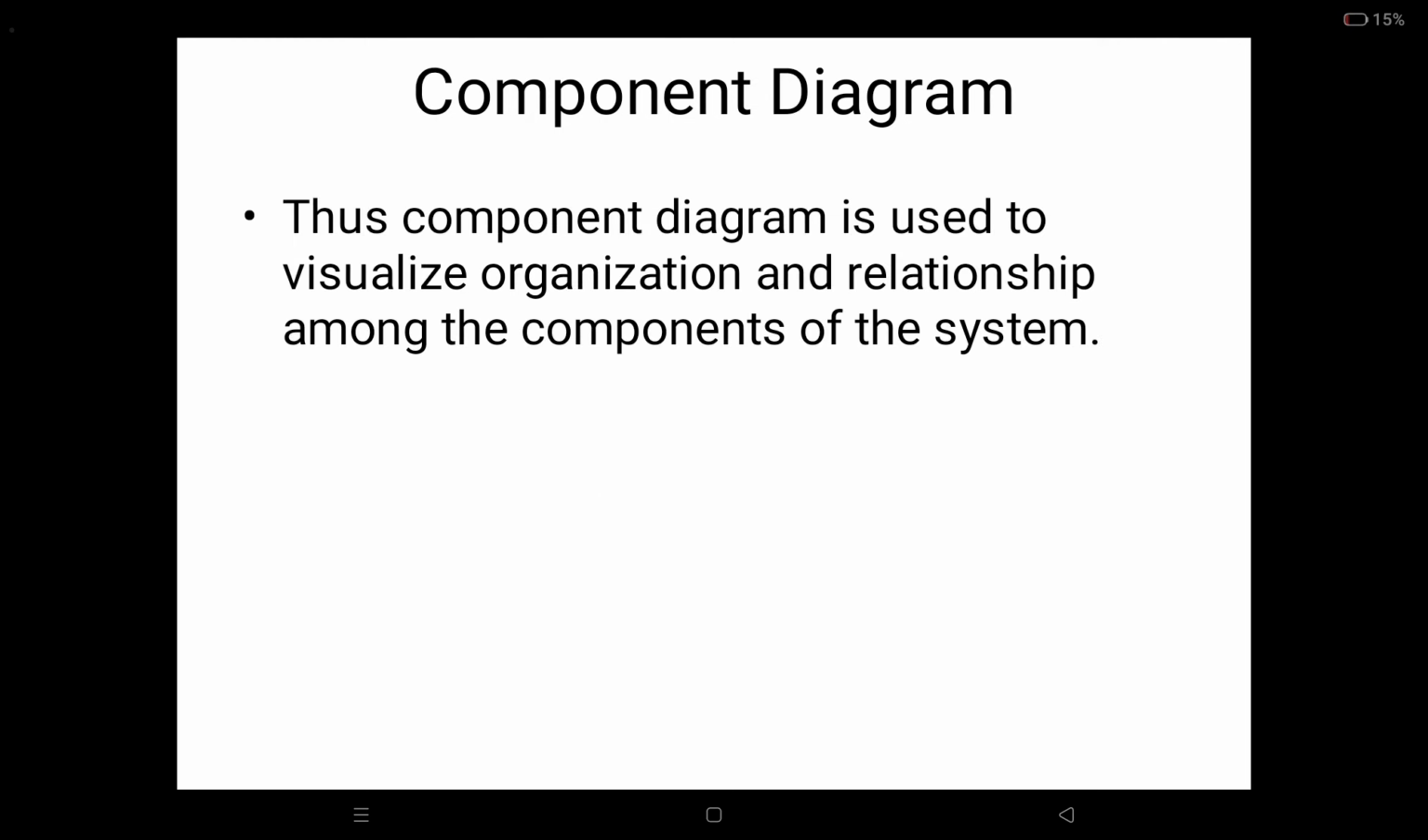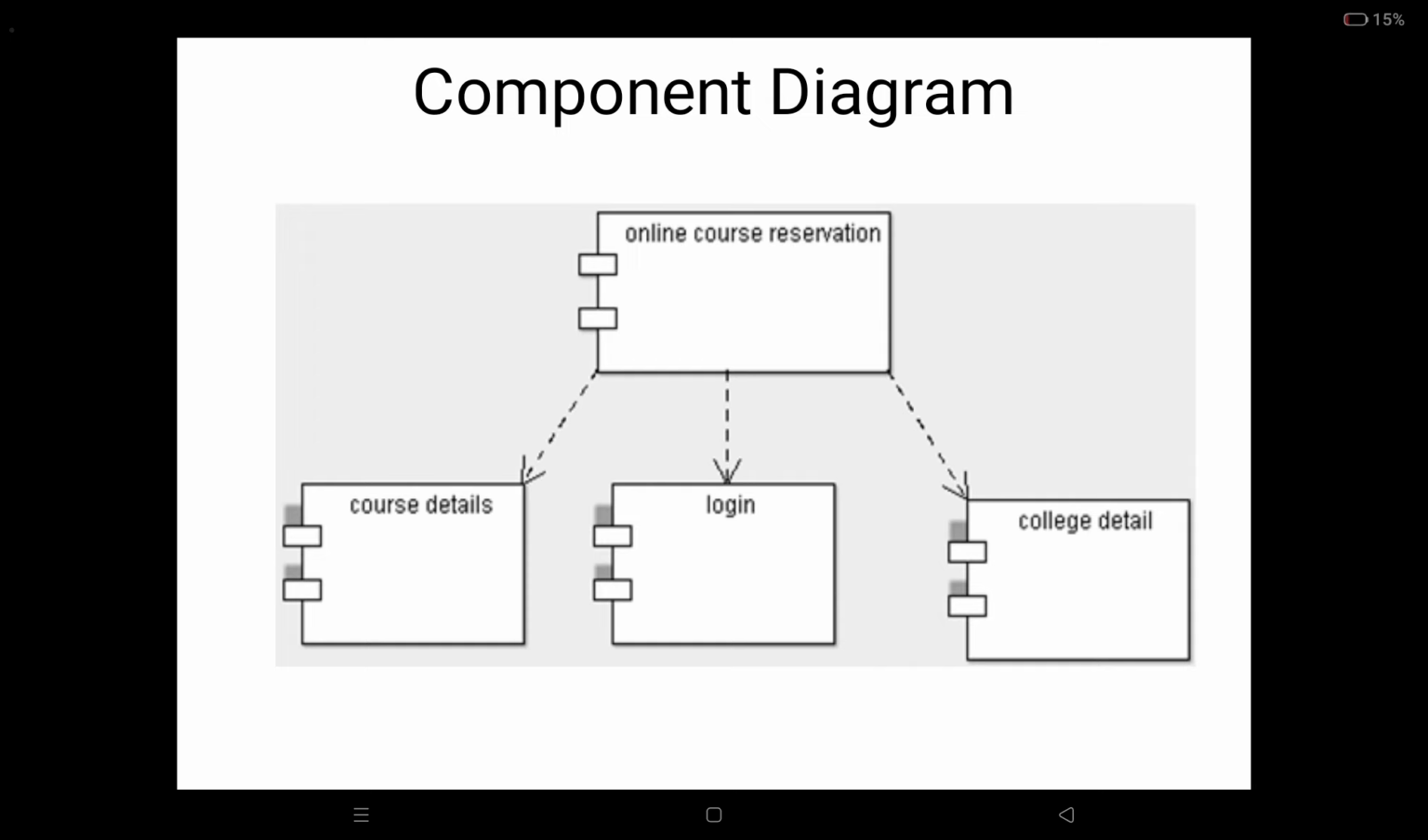Next diagram is the component diagram. See students, the component diagram also comes under the categories of structural UML. It is used to organize the relationships among the components. It shows only the component relationships. See the example, how a component can be represented in UML. This is the notation for a component. It shows only the relationship between the components.